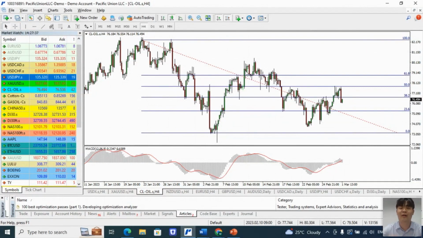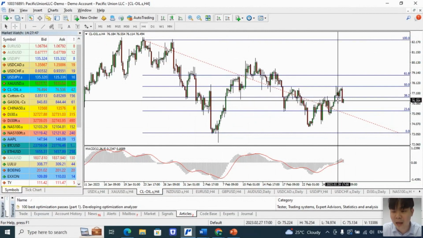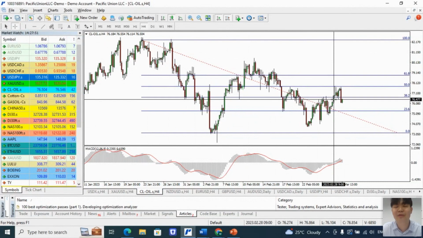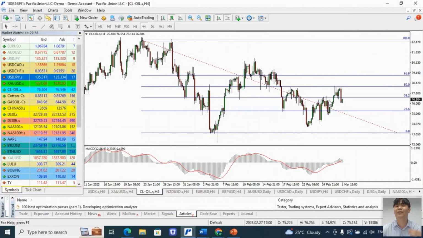You can try to figure out whether the price is going to drop after it reaches the resistance level. For example, I will try to let you guys understand that if we are going to do a trade now, especially for crude oil, how can we do the trade by using the Fibonacci? You can pull those resistance and support levels from here. Okay, you can see now, right?